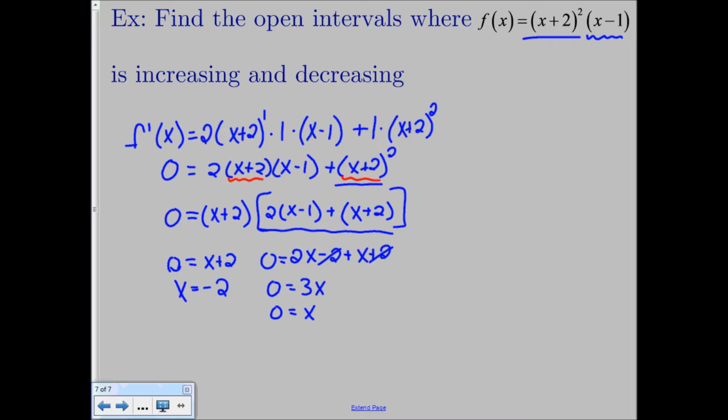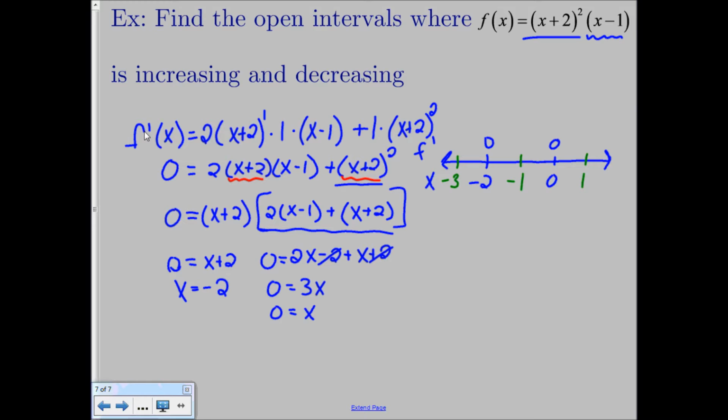So now let's set up our sign chart, find our test values, plug them into the derivative, and then write our intervals out. So we have critical values at −2 and 0. Label the top row as f prime and the bottom row as x, just to remind ourselves. Now let's find some test values. Why don't I plug in −3, −1, and 1, just some nice easy numbers.